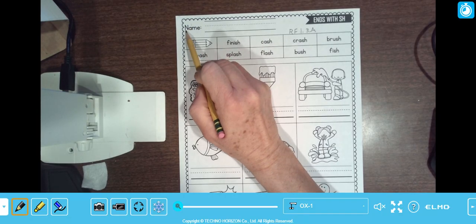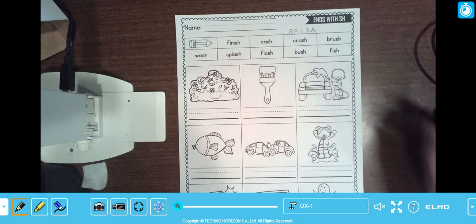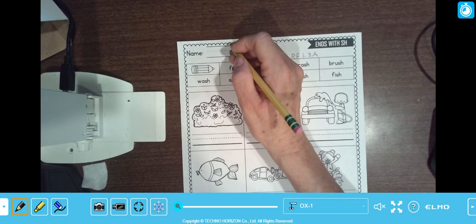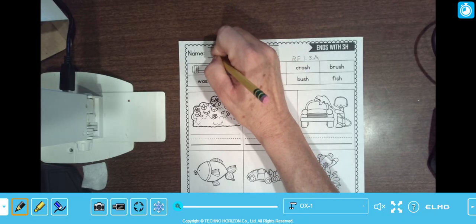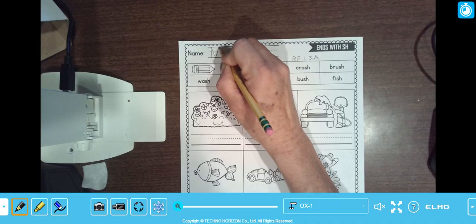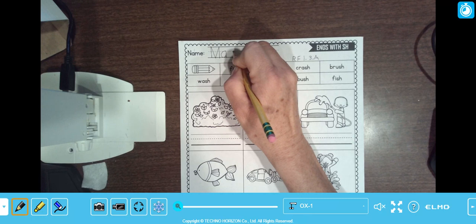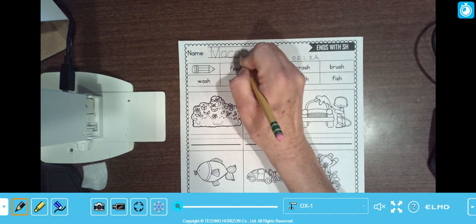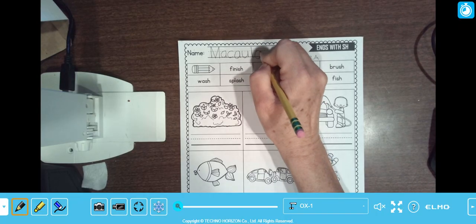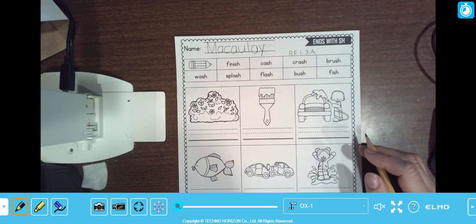Okay, so this is how you spell name. Name. That's the word name. So right here we're going to write our name. Okay? So I'm going to write my name, but you write yours. Down to the bottom, back up to the top, down to the bottom. A is a small. Okay. You go ahead and finish writing your name.